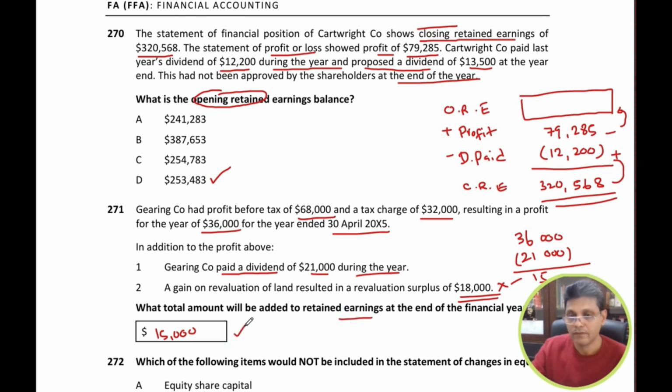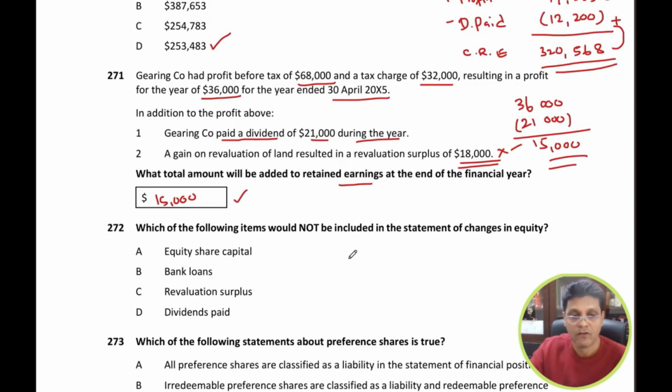Okay. Now next question. Which of the following items would not be included in the statement of changes in equity? Okay, so changes in equity will have equity shares. The bank loan is a long-term liability. It will not be reflected in the changes in equity. Revaluation surplus, if there is any, has to be shown in the changes in equity, and the dividend paid also should be part of the changes in equity. So therefore the correct answer is part B. This will not be included in the equity statement.